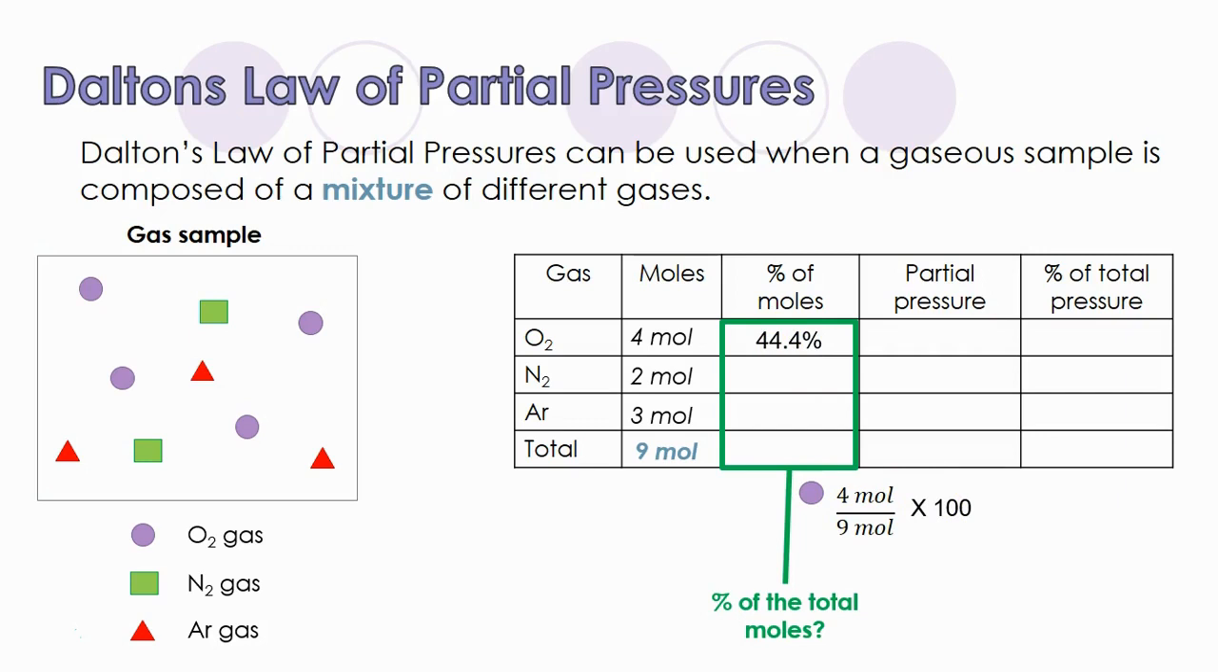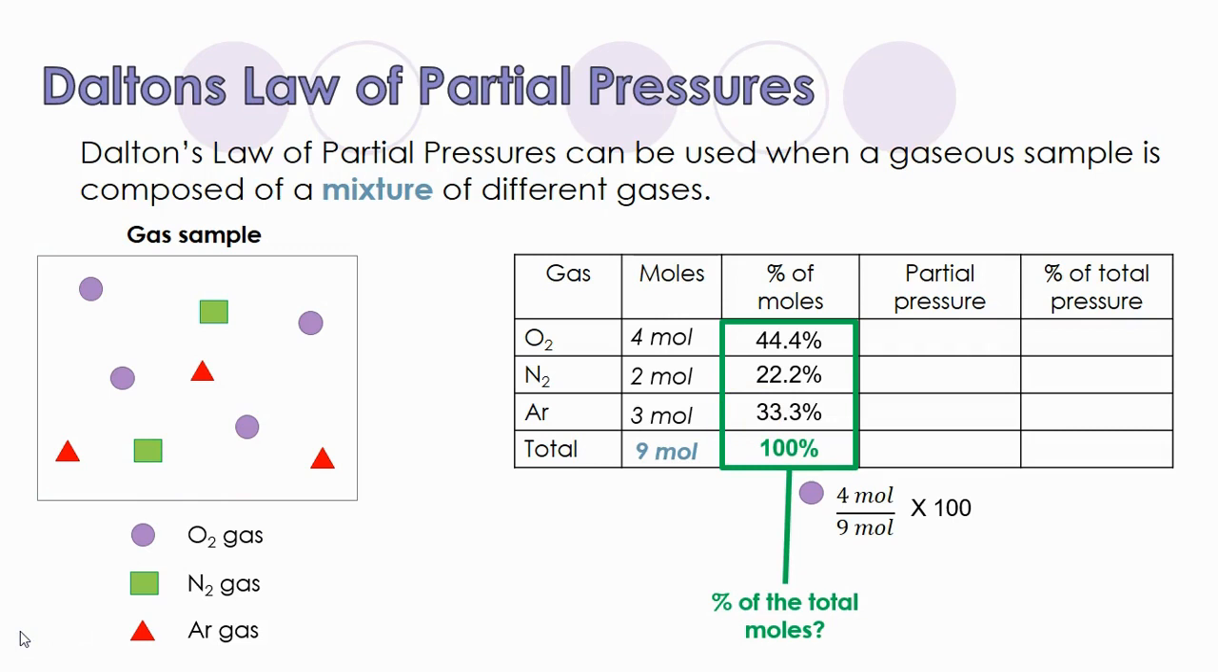What you want to do is also find the percent moles for nitrogen and argon. When you do that, you do the same calculations. 2 divided by 9 times 100 is 22.2. 3 divided by 9 times 100 is going to be 33.3. And that's going to ultimately equal 100% because it is a percentage.